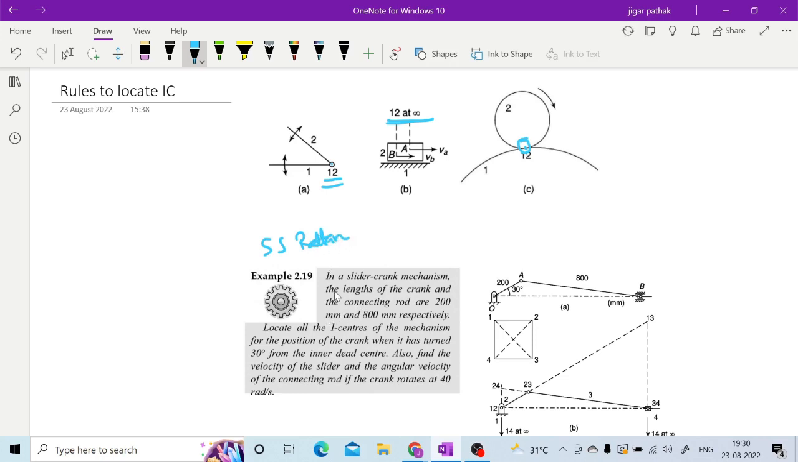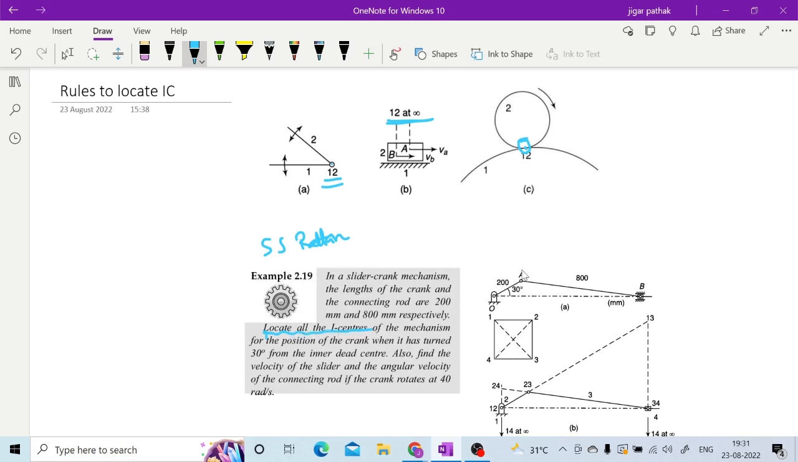So what the problem says is, in a slider crank mechanism, the lengths of the crank and the connecting rod are 200 mm and 800 mm respectively. Locate all the instantaneous centers of the mechanism for the position of the crank when it has turned 30 degrees from the inner dead center. Also find the velocity of the slider and the angular velocity of the connecting rod if the crank rotates at 40 radian per second. Right. So now the first thing is to locate all the instantaneous centers, right?